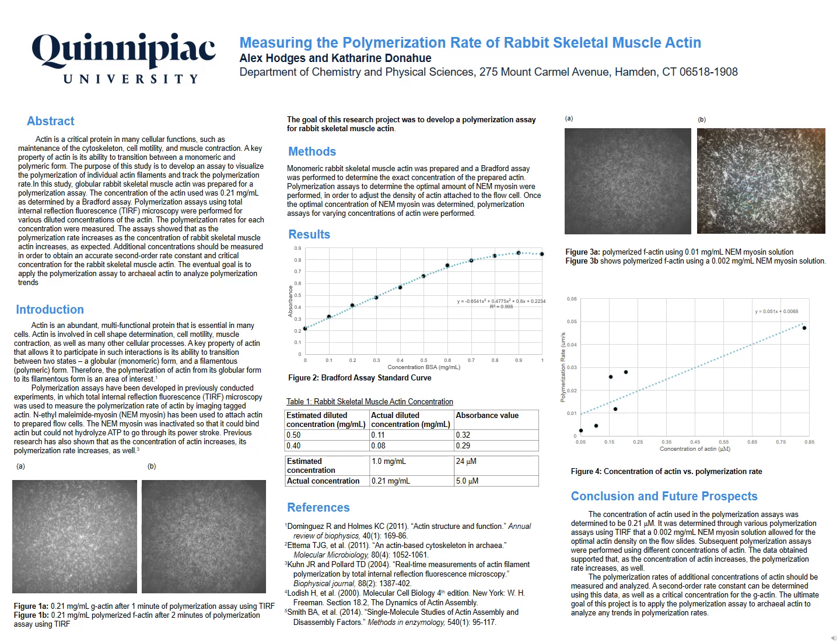We finally moved on to measuring the polymerization rates of different concentrations of actin. Our data showed that as the concentration of actin increased, the polymerization rate increased as well, as shown in Figure 4.